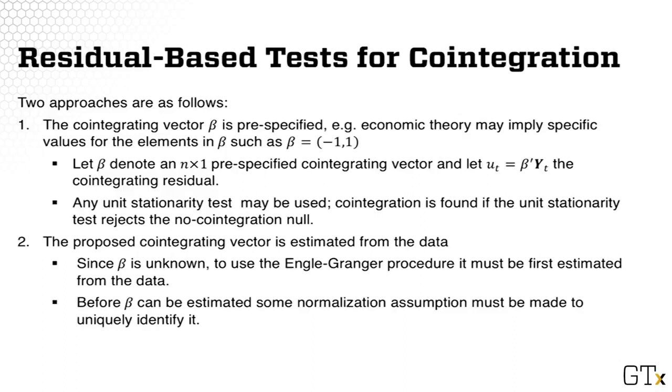The general approach proposed by Engle and Granger is that of a two-step method. First, form the cointegration vectors and test whether the residual time series is stationary, thus employing a test for stationarity. There are two situations here. One is when the cointegrating vector is known. The other is when it is not known. When the cointegrating vector is not known, it can be estimated from the data, assuming that it's cointegrated. To note, when the basis is not known, some normalization assumption must be made to uniquely identify it.